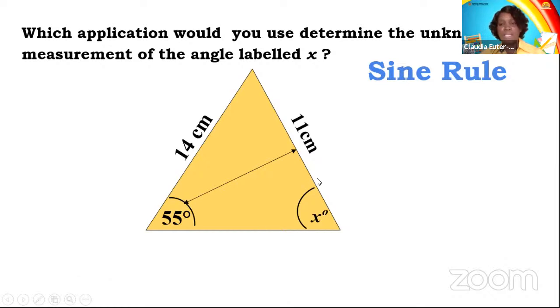So does anybody know what the sine rule is? Could you type the sine rule in the chat, please, if you know what the sine rule is? If you know what the sine rule is, you can say yes, and if you don't know, you text no in the chat. So Michael knows and Ryan knows. But we're going to be going through it because you need to know what it looks like. So Michael is saying sine A divided by A is equal to sine B divided by B.